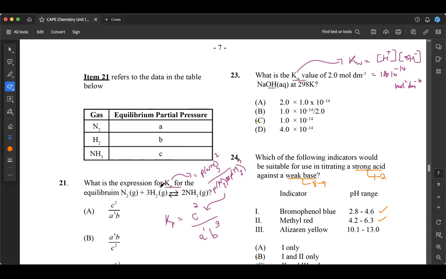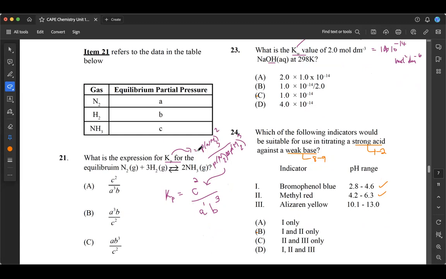So they're asking, what is the expression for Kp for the equilibrium of nitrogen gas plus 3 moles of hydrogen gas being in equilibrium with 2 moles of ammonia gas, right? So remember now, Kp is just going to be equal to the partial pressure of the product species, which is ammonia, raised to its stoichiometric coefficient. So it's going to be the partial pressure of ammonia squared divided by the partial pressure of nitrogen raised to its stoichiometric coefficient, which is 1. So that's partial pressure of N2 raised to 1 times the partial pressure of hydrogen raised to 3. So that's what we have here.